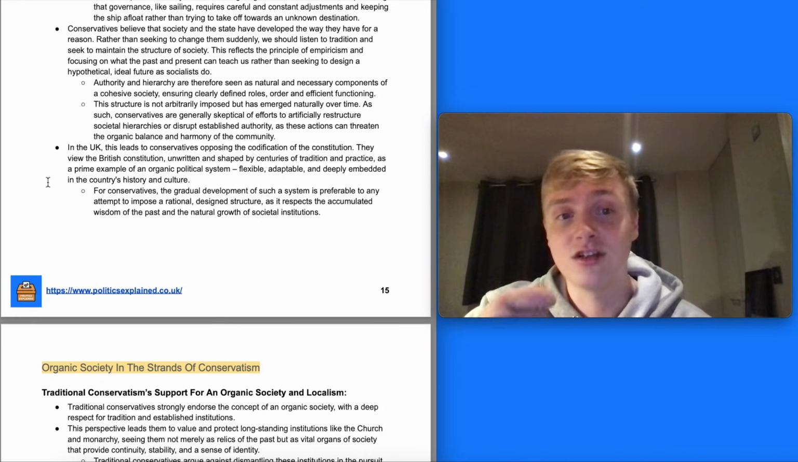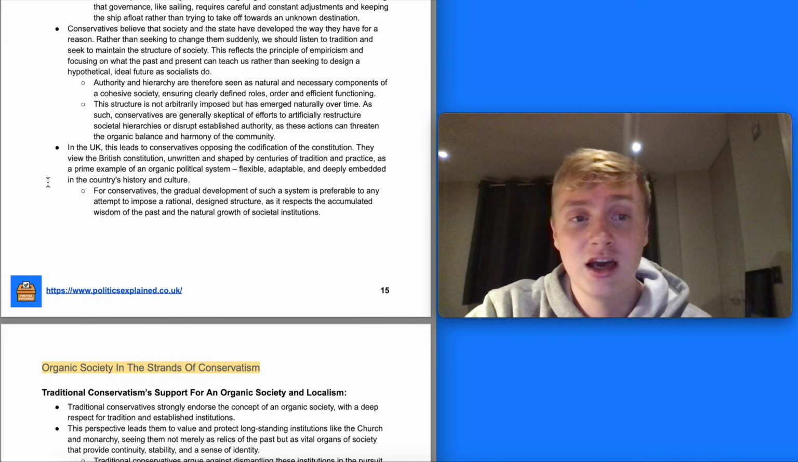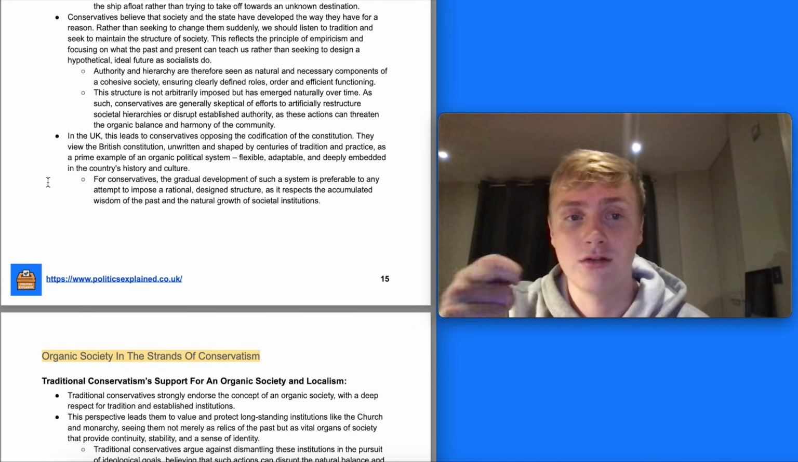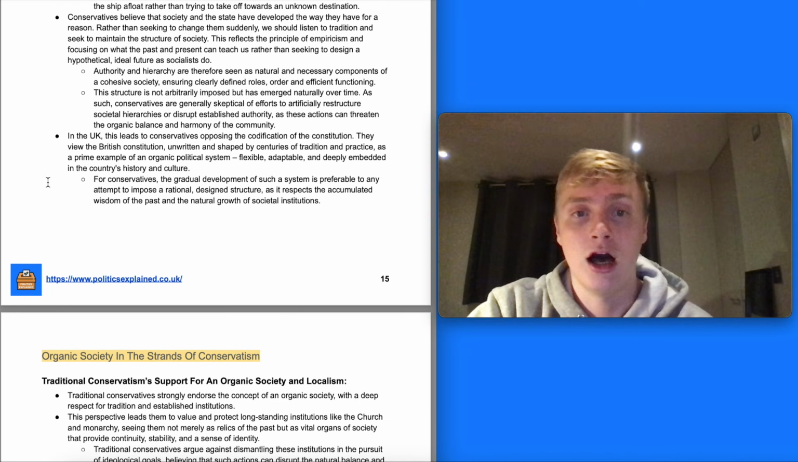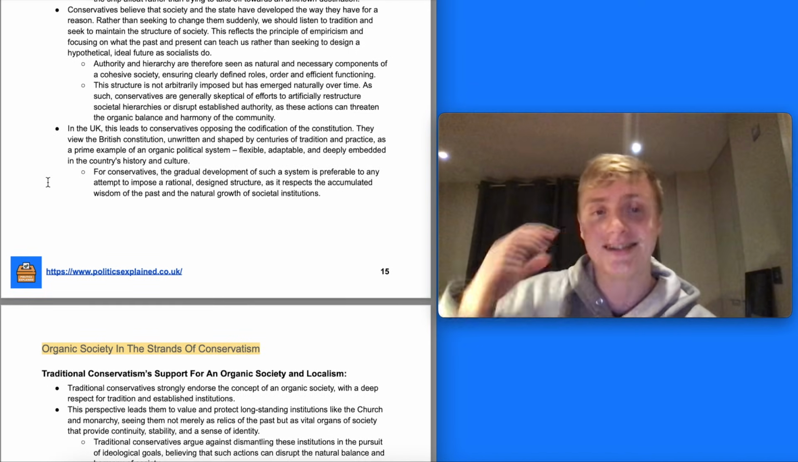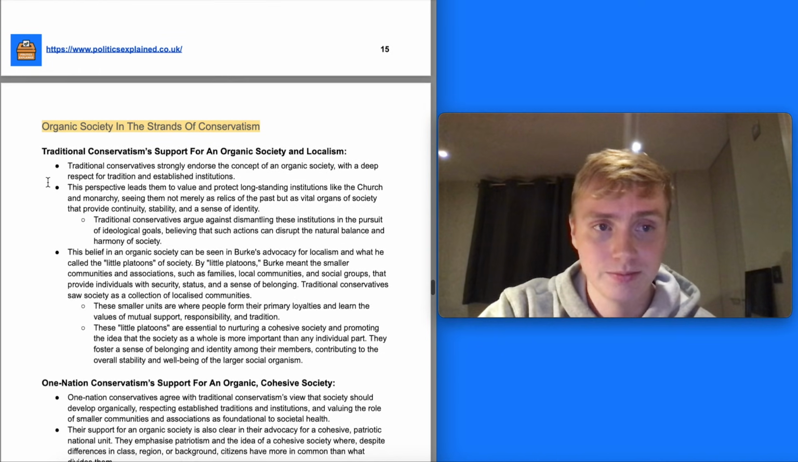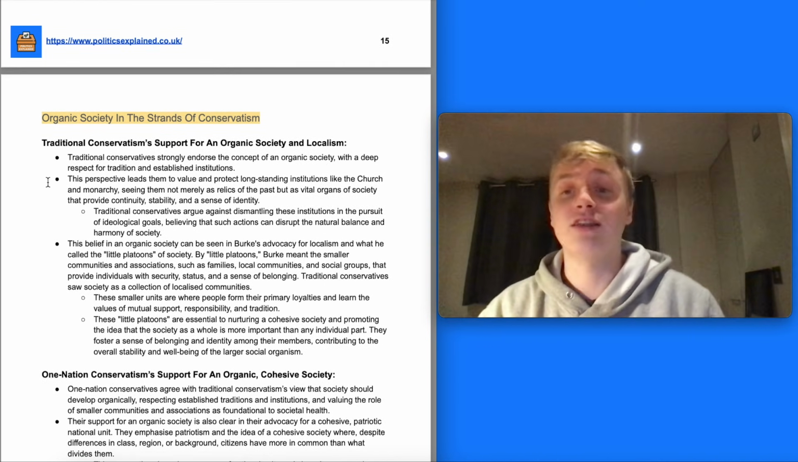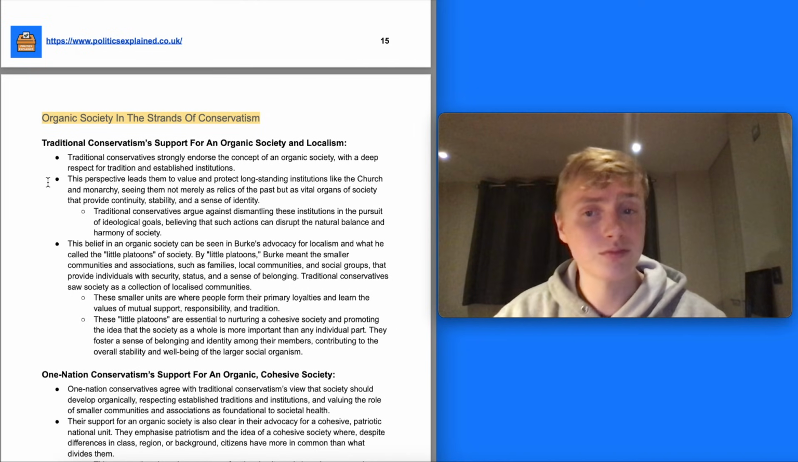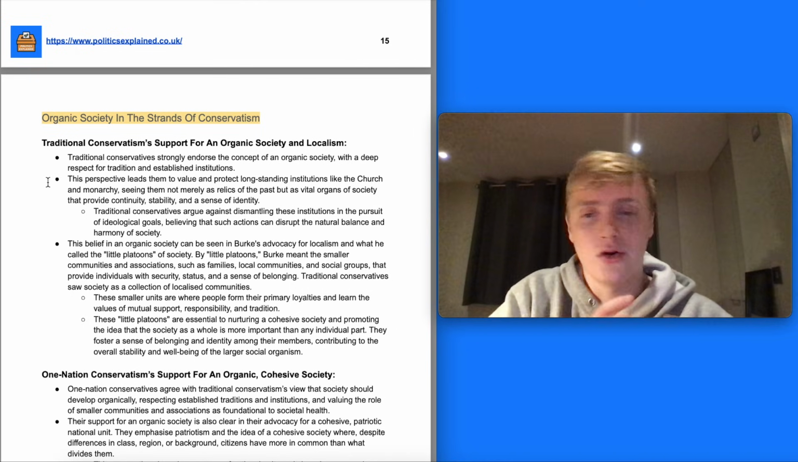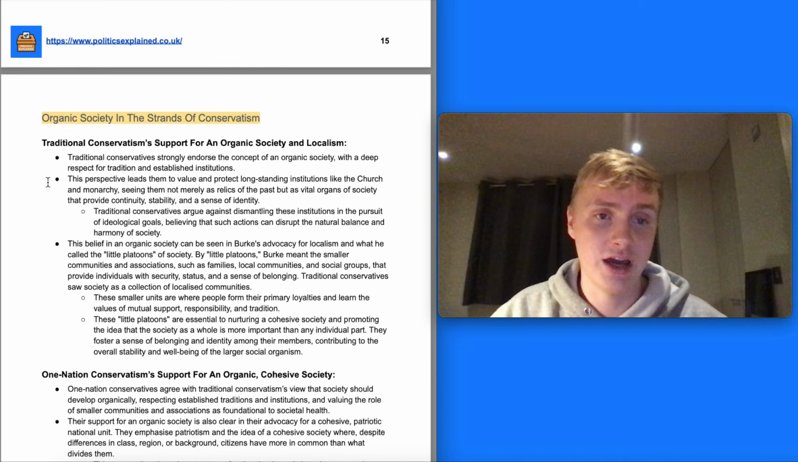And for conservatives, the gradual development of this system is preferable to any attempt to impose a rational design structure, as this system, as it's developed, reflects tradition, reflects the accumulated wisdom of the past. So let's look at organic society in the strands of conservatism, and also some more specific views on society as well, which we can bring in.